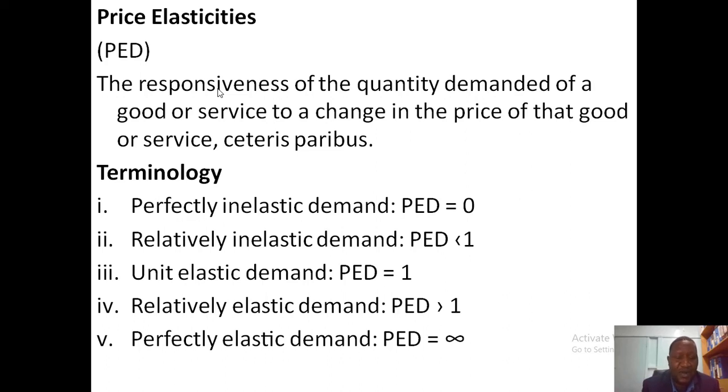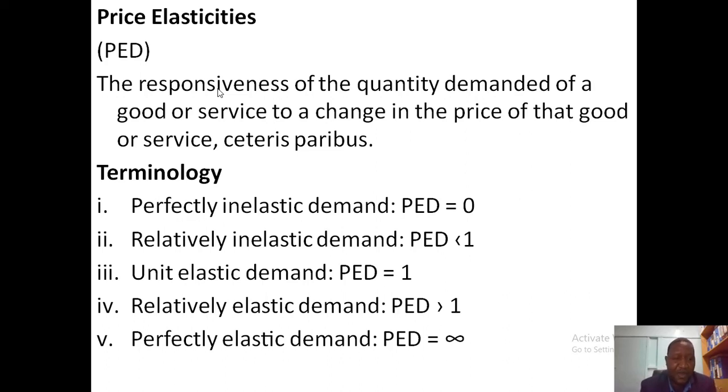The second terminology relates to a relatively inelastic demand, which means your PED, your price elasticity of demand, as measured, is less than 1. So when your PED is less than 1, you say the product has inelastic demand. It also simply means that a percentage change in price will cause a smaller percentage change in quantity demanded.